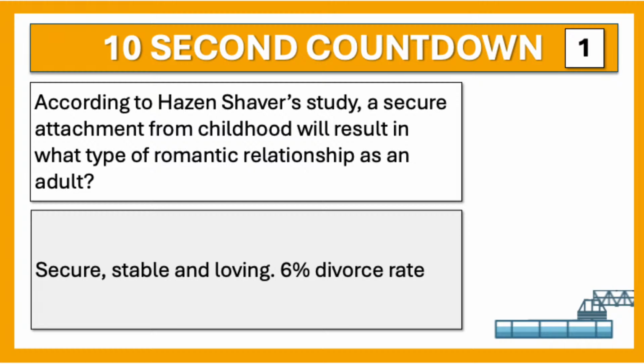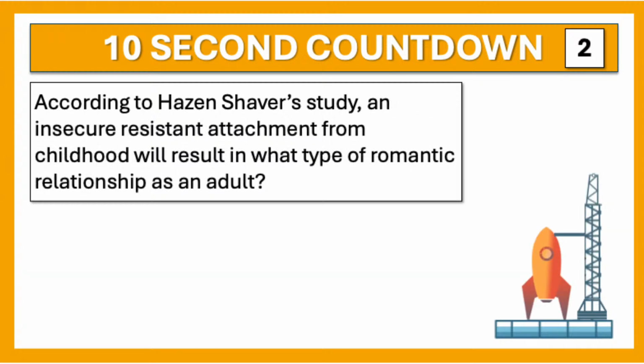Okay, let's have a little look at the next one. So according to Hazen and Shaver's study, an insecure resistant attachment from childhood will result in what type of romantic relationship as an adult? Think of that word resistance. Off you go. Liftoff will start in T-minus 10 seconds.